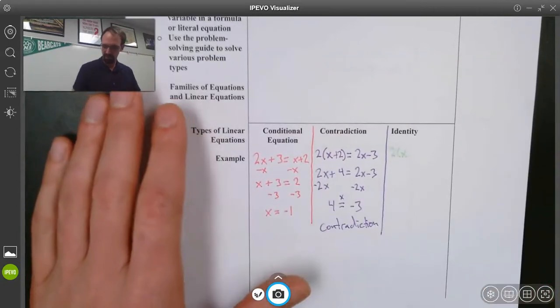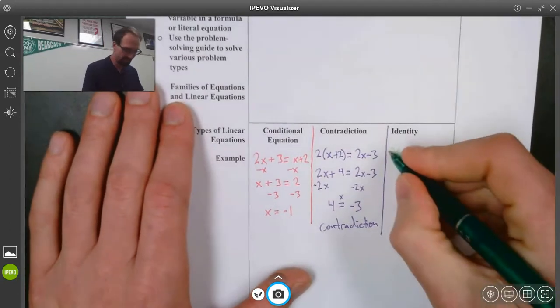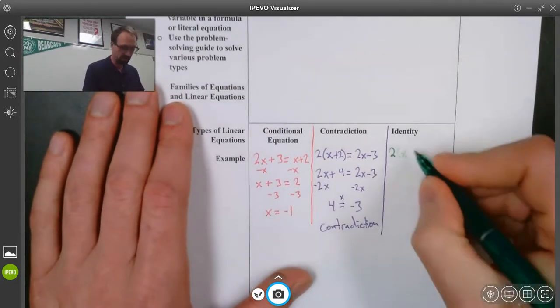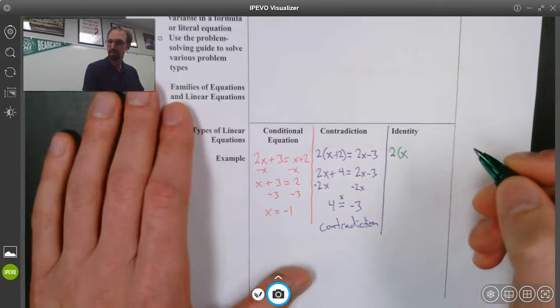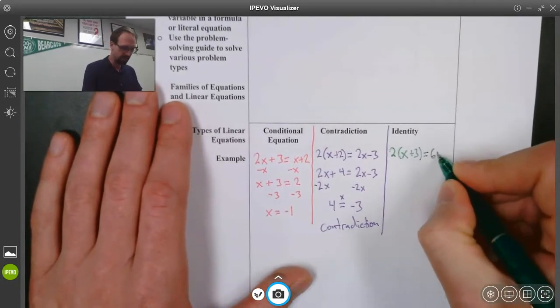I was concerned you wouldn't be able to see this color. Let me grab a new pen. 2, not much better, times (x plus 3) equaling 6 plus 2x.